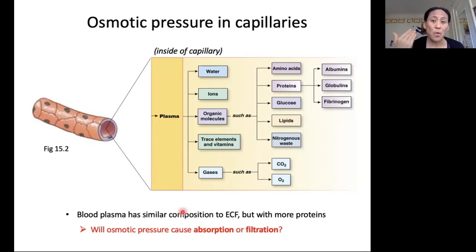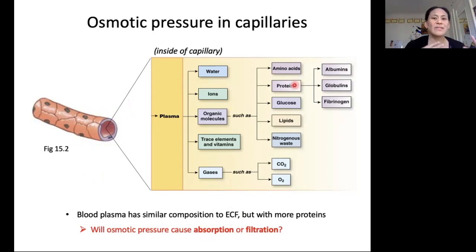The main point I want to make here is that blood plasma is basically the same as extracellular fluid in terms of its composition. So you can see that we have all these things, water, ions, organic molecules, et cetera. The one main difference is that blood plasma has a lot more protein in it, particularly this protein albumin. So if you think about that, outside of the capillary, we basically have extracellular fluid. Inside of the capillary, we have basically extracellular fluid plus extra protein.